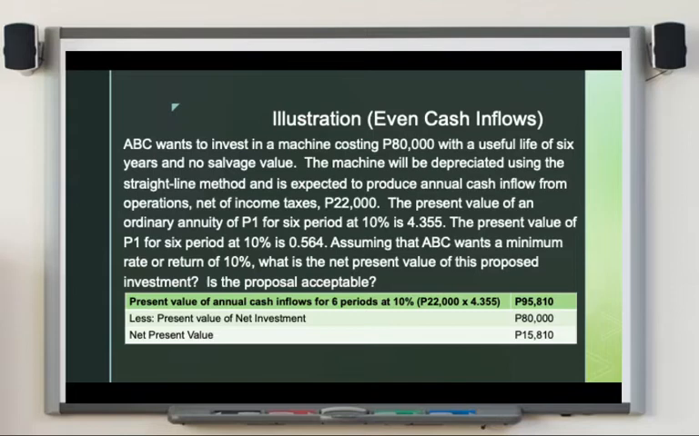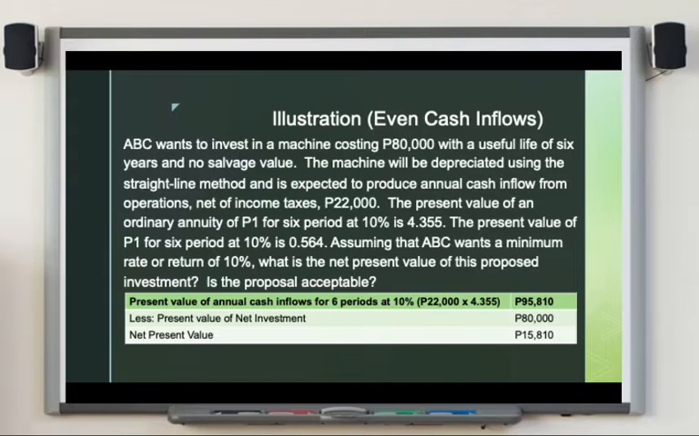Again, we only use ordinary annuity whenever the value is to be received every year. But if it is to be received at the end, or a one-time payment or one-time receipt, then we cannot use the ordinary annuity but the present value of 1 for 6 periods.